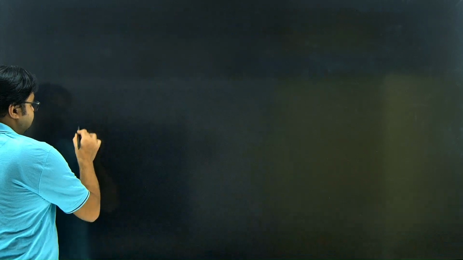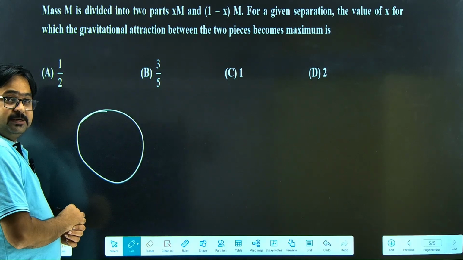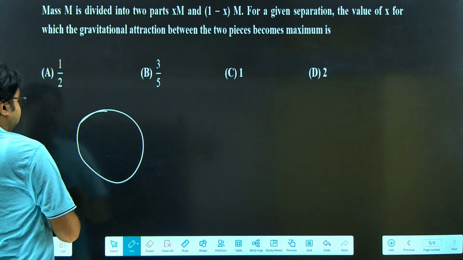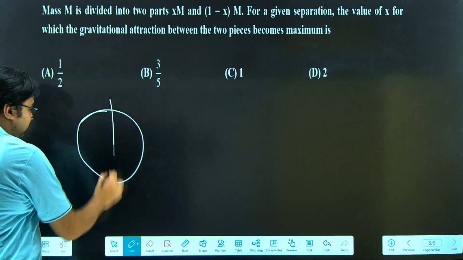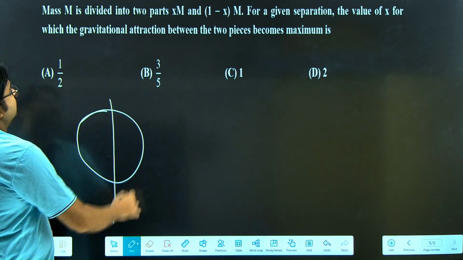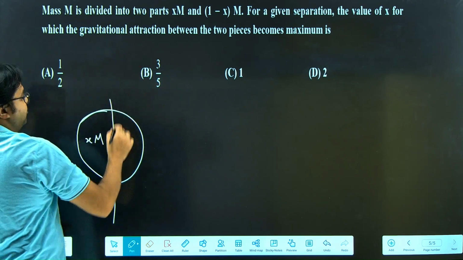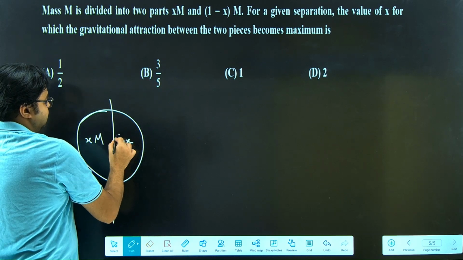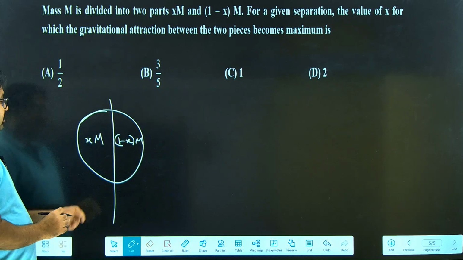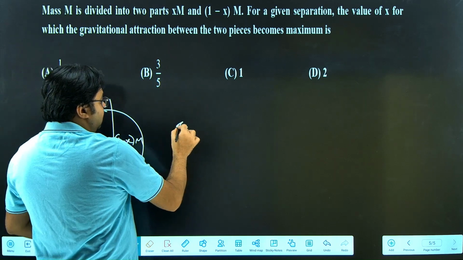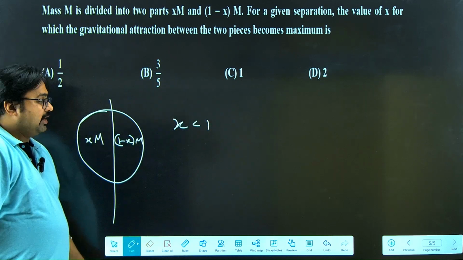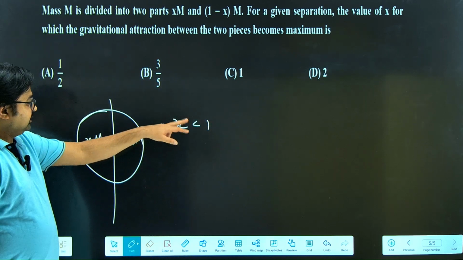Well, something like this. You've got a mass. And then the question asks you to split it up into two parts. One part is going to be xm, the other part is going to be (1 minus x) multiplied by m. Obviously, x is a number less than 1. It's a fraction, a proper fraction. So x is less than 1.